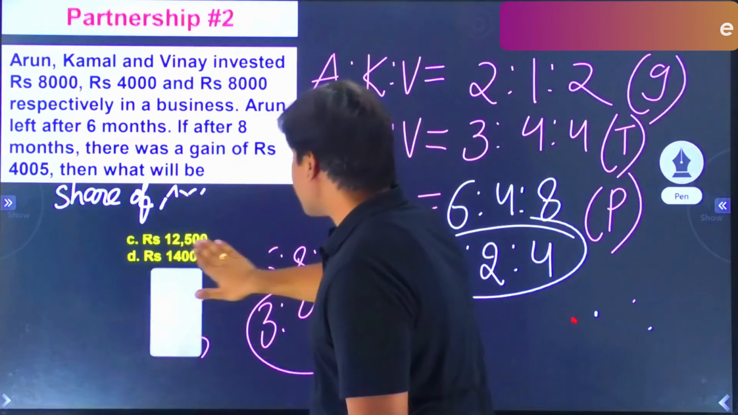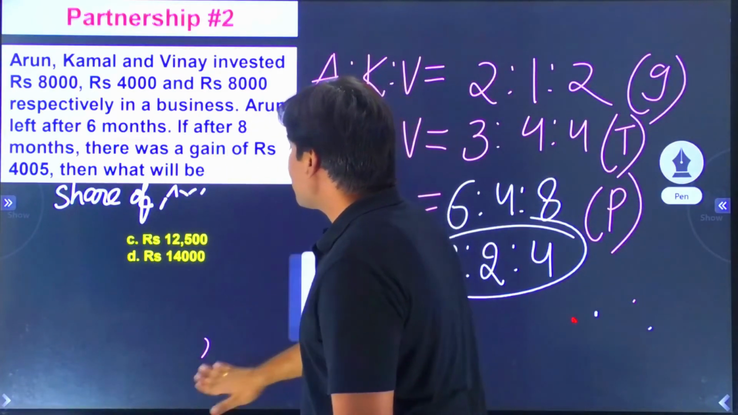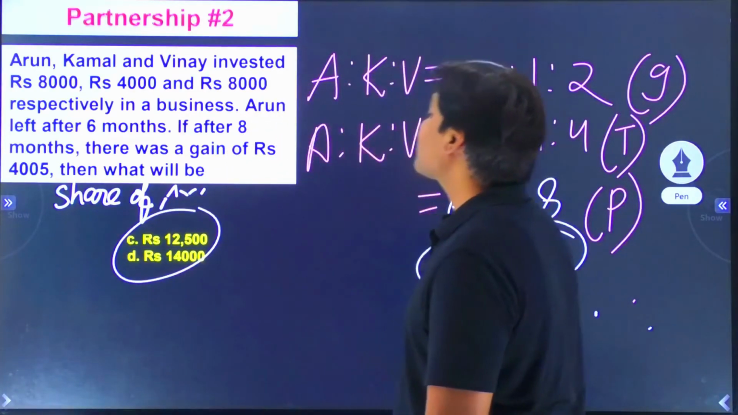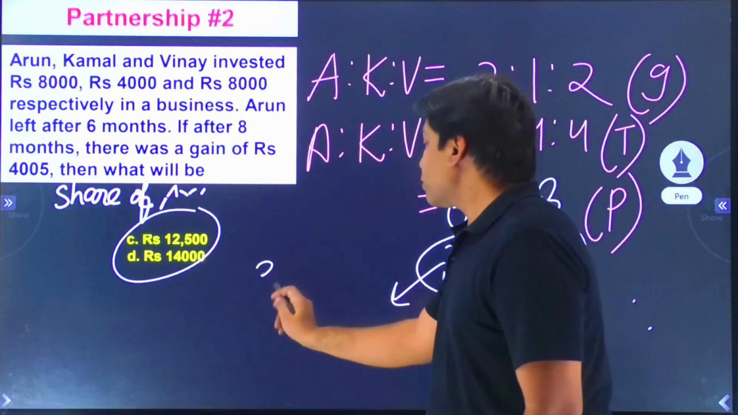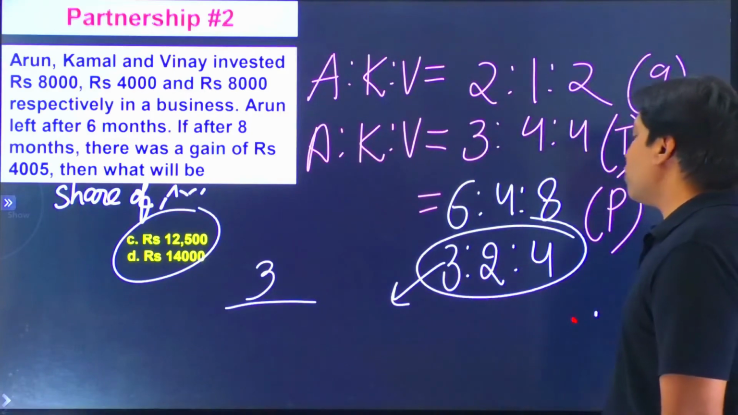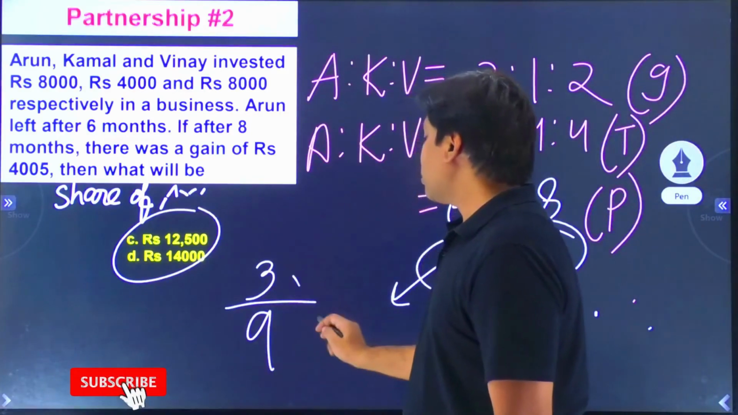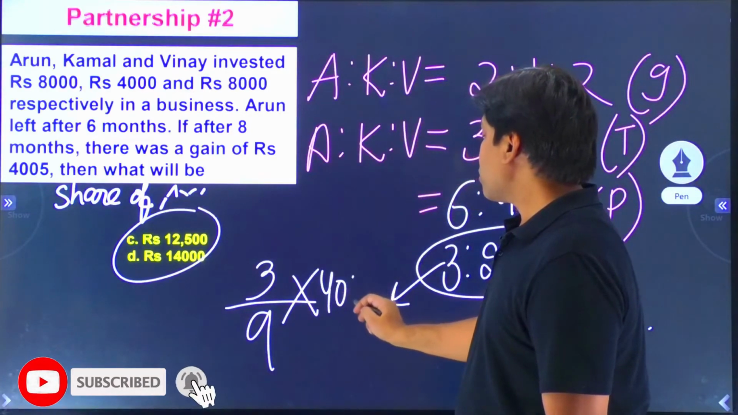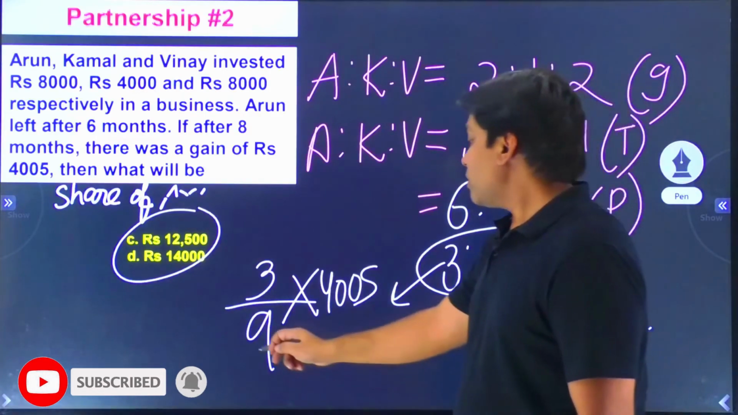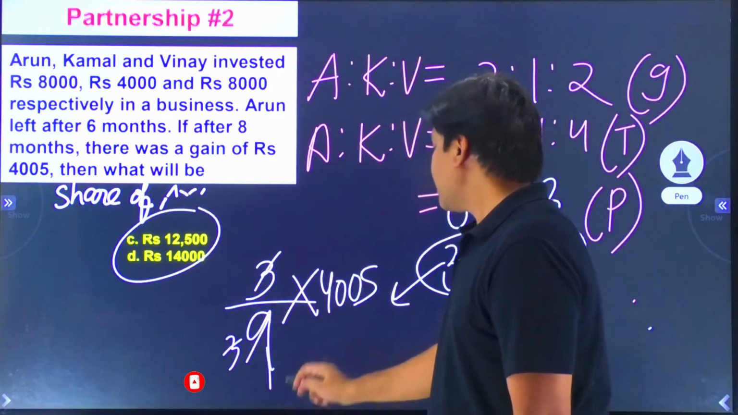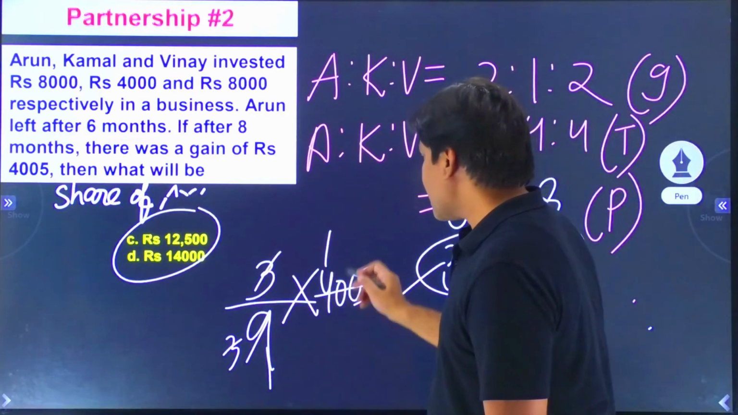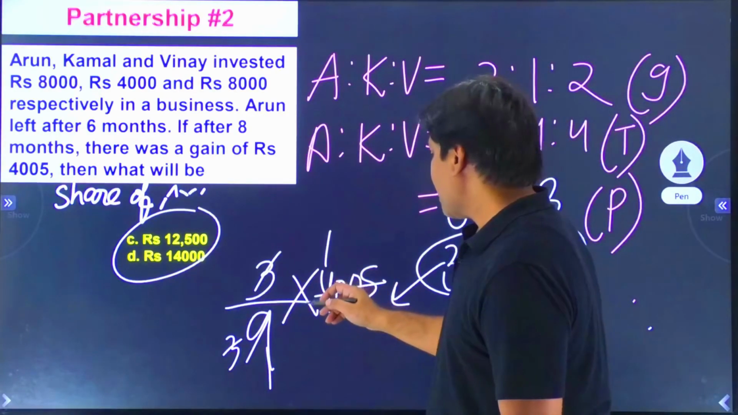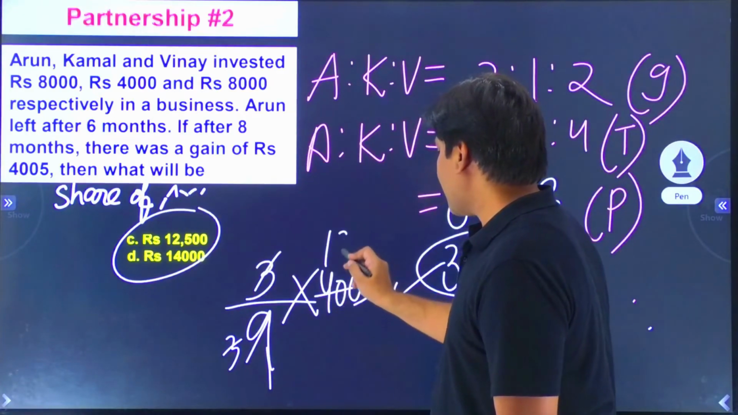And if you understand this thing, यार मैंने कुछ हाइड करके रखा हुआ था, don't see this. So you need to find out the share of Arun. How would you find out the share of Arun? 3 divided by 3 plus 2 plus 4. This is going to be 3/9 of 4,005. So would you be able to find it out? This is 3 and this is going to be what? What is going to be this? 12,500 rupees. So 1 and then 3.